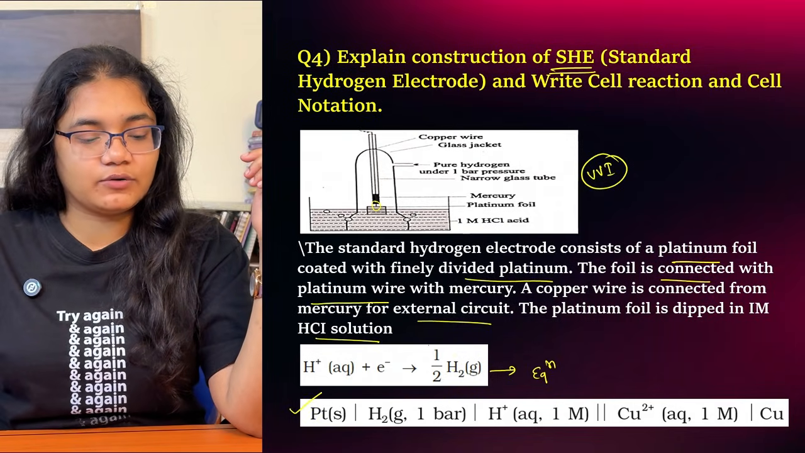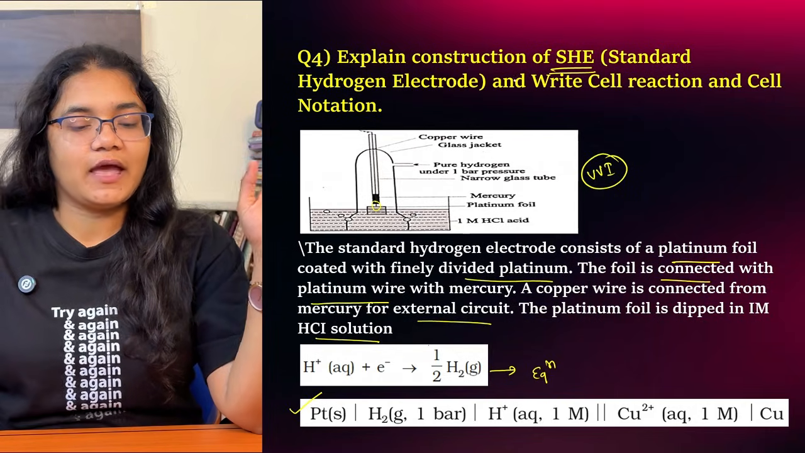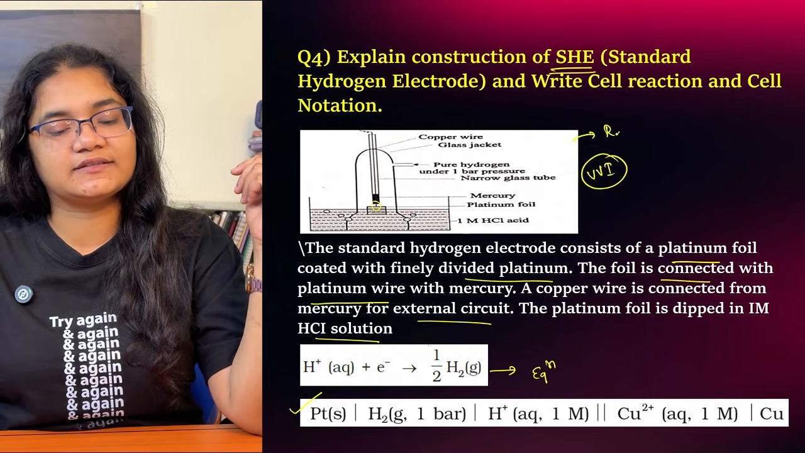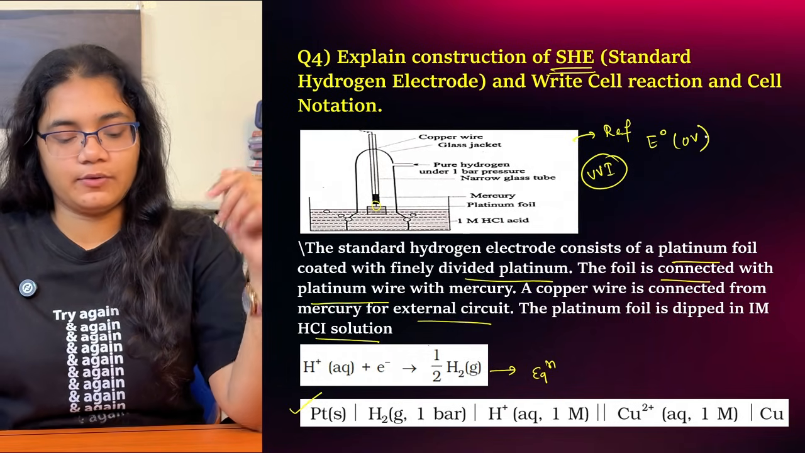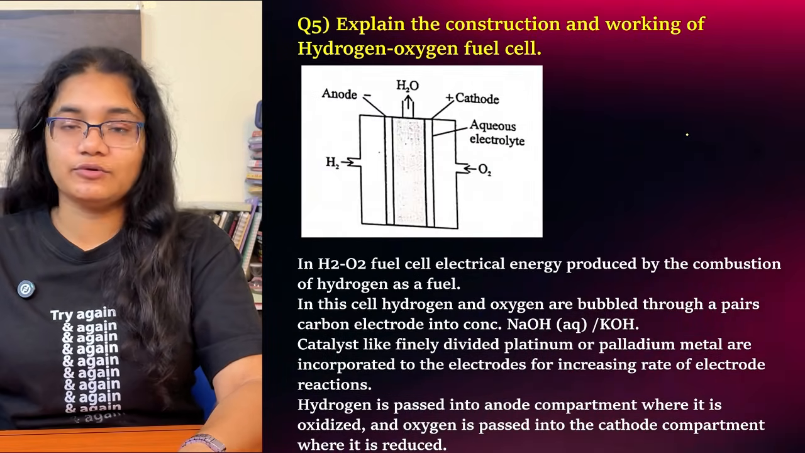Next, what is the cell notation? You can write down any cell notation. And one more important thing, SHE is used as a reference electrode and the E naught value for SHE is 0 volt. Okay.